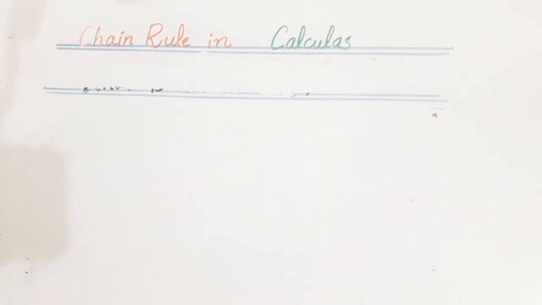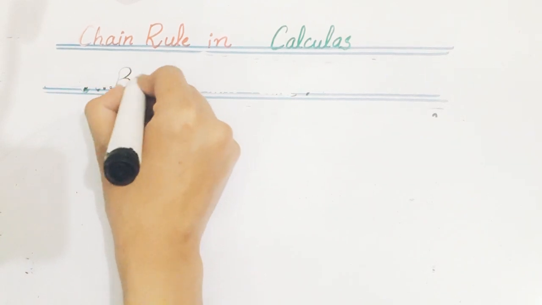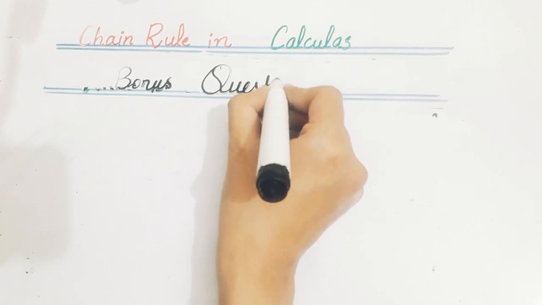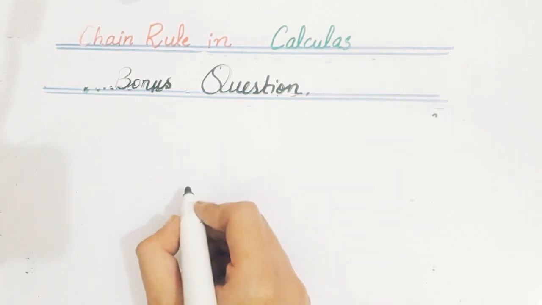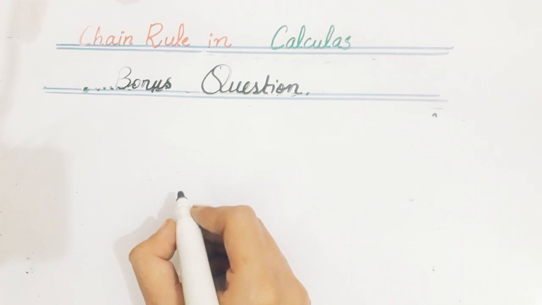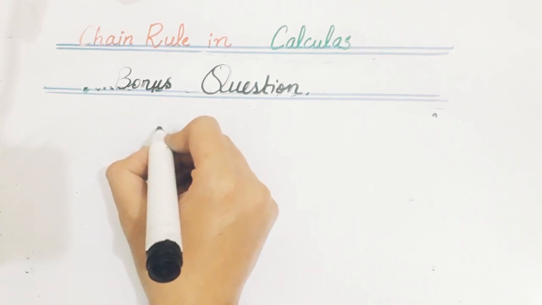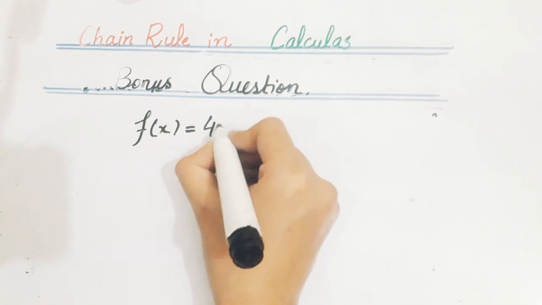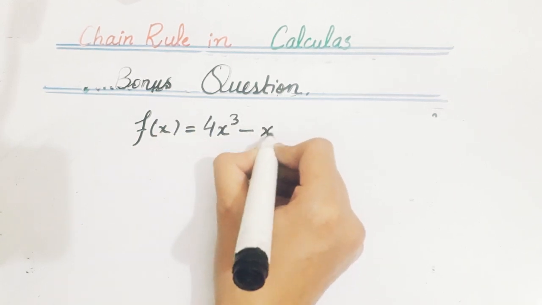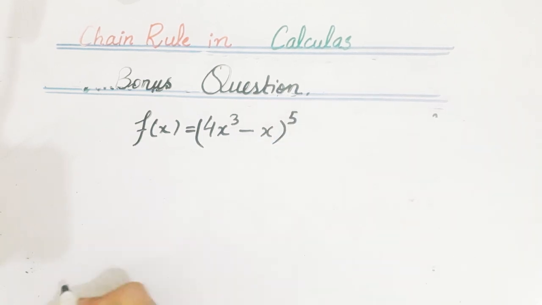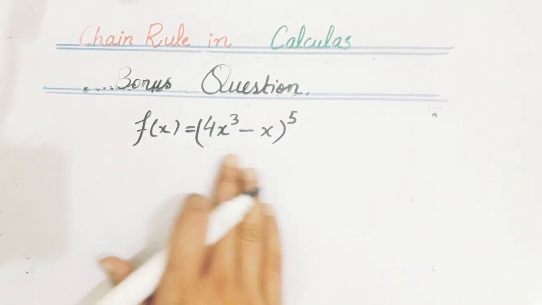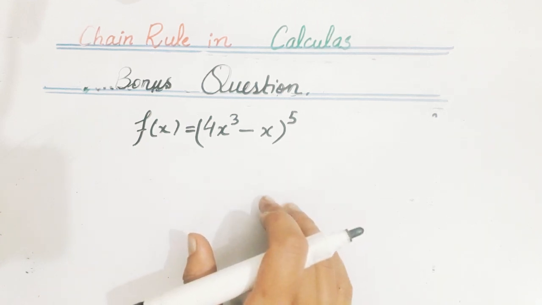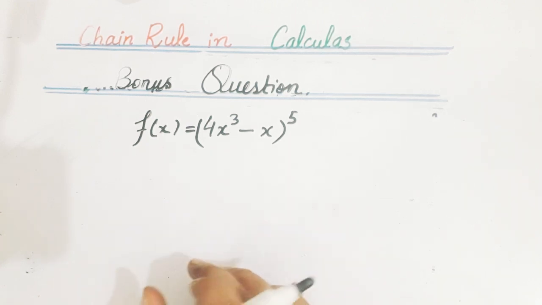Now I will assign you a bonus question that you will solve and tell the answer in the comment section. So the question is, f of x equals (4x cube minus x) whole power 5. Now you will easily understand what the inner function is and what the outer function is, and then apply the chain rule on this and tell the final answer.